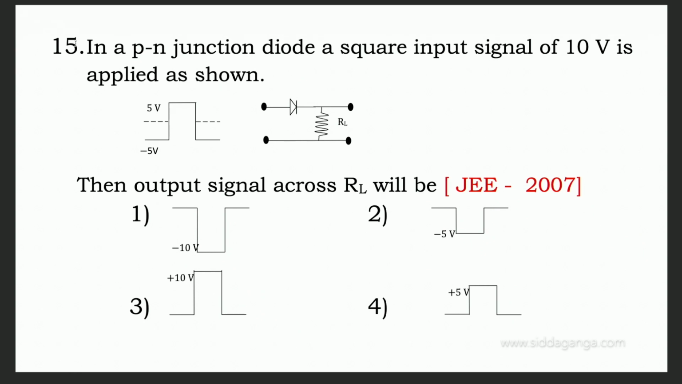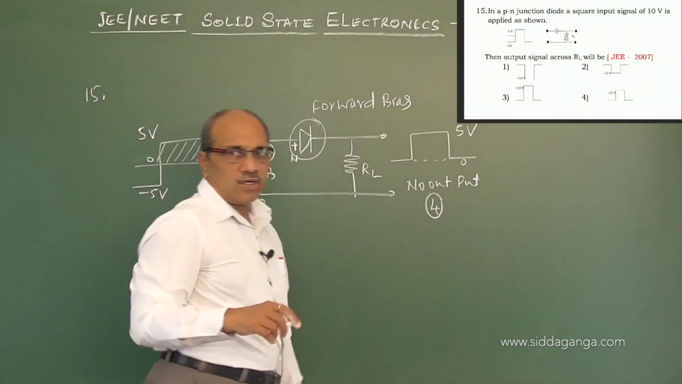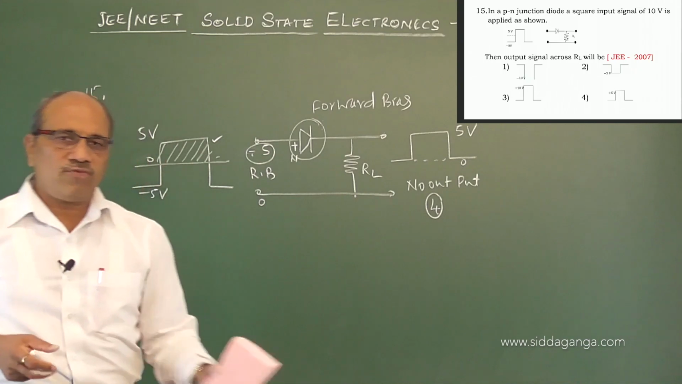Suppose when it is minus 5, this becomes reverse bias, no current, no output. Half of the output is not coming out. Only 50% of the input comes at the output, when the diode is forward biased. The remaining 50%, where it is reverse biased, is not carried. Therefore, the best signal that you can get at the output of the circuit is the fourth one. Option number 4. I think you have followed.